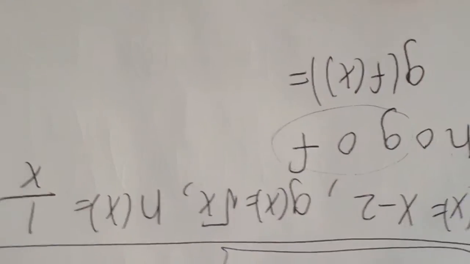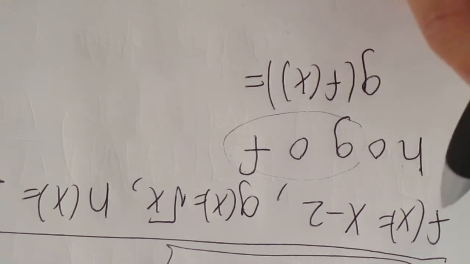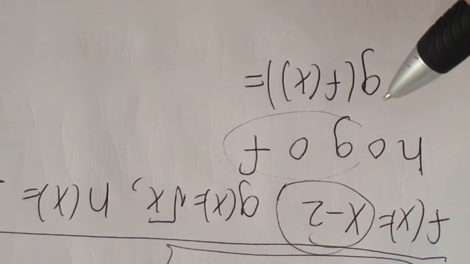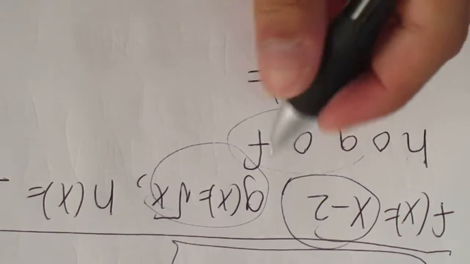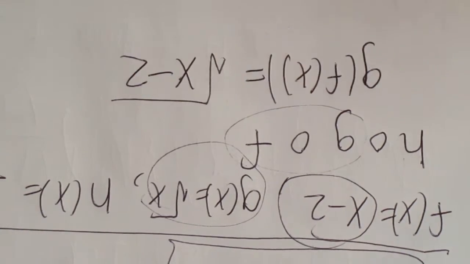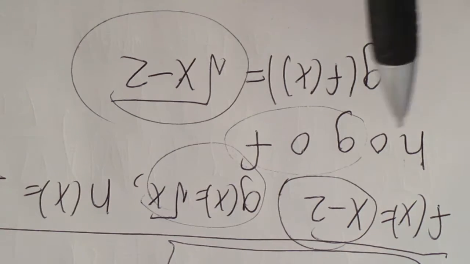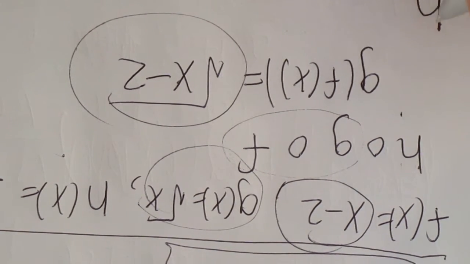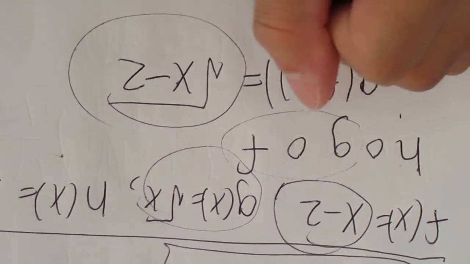Okay? So where is f of x? f of x is this, x minus 2. And then here's g. So put this into this. So it's really saying square root of x minus 2, right? And then whatever this answer is, you plug that into h. So it's h of square root of x minus 2.